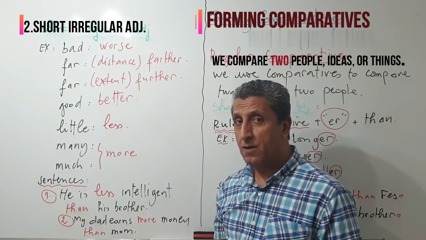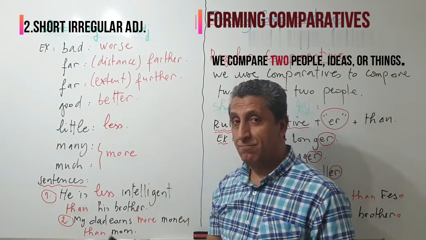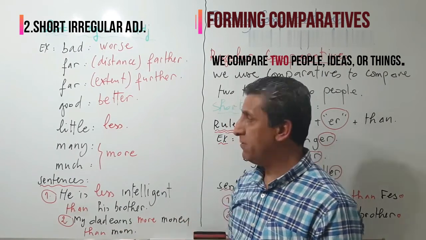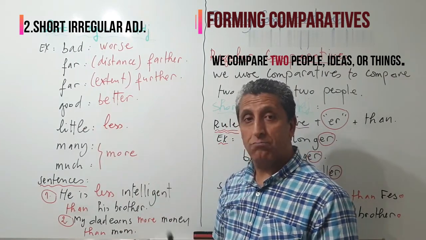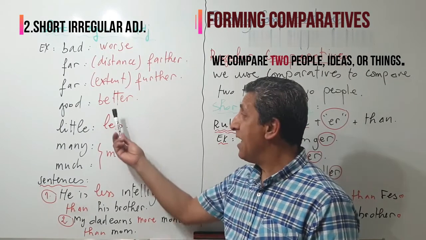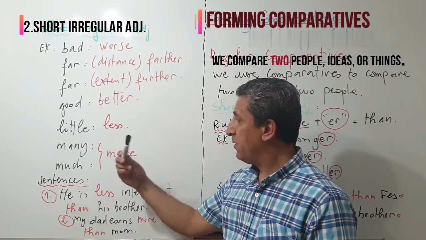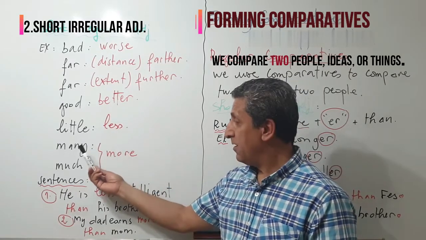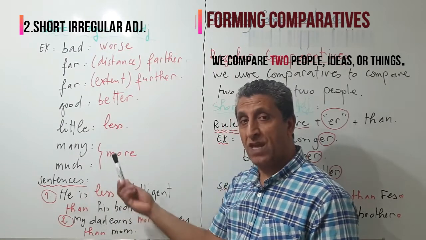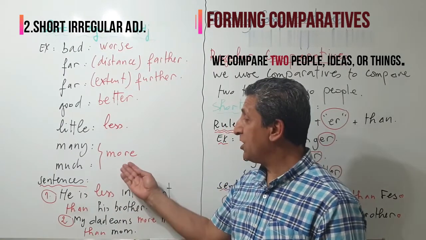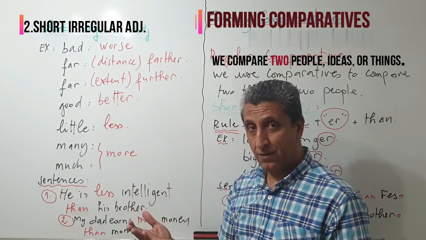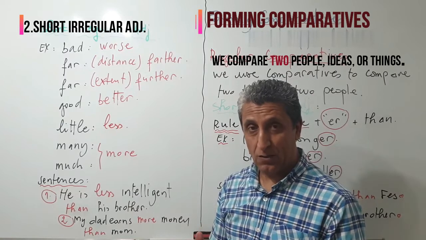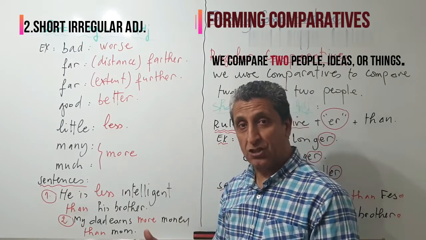The comparative form is worse. Okay? It's not bad plus er. No. Worse. Good. The comparative form is better. Better. Little. The comparative form is less. Many and much, they have the same comparative, which is more. Okay? So I repeat, these are irregular short adjectives or irregular short comparative adjectives.